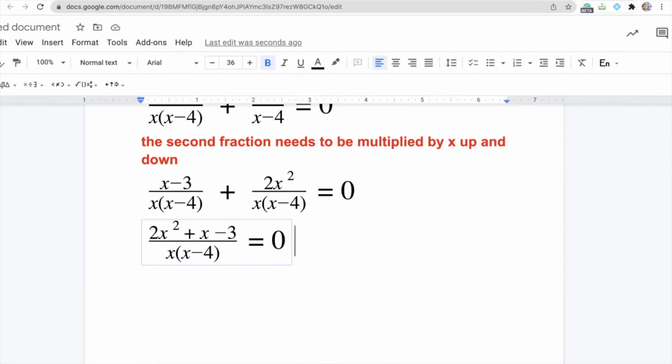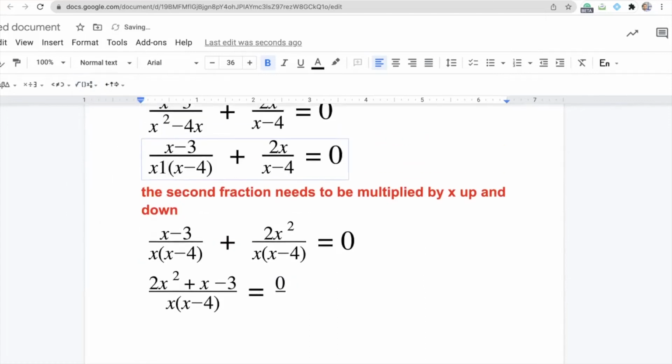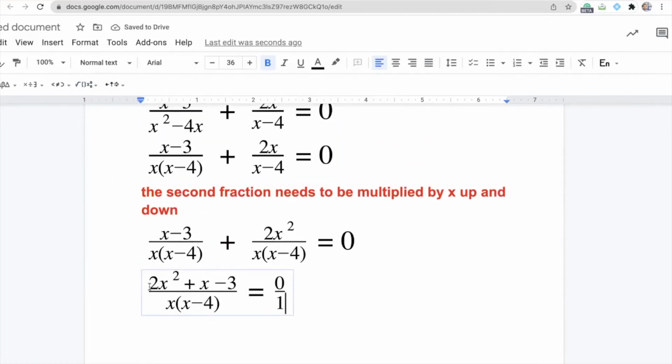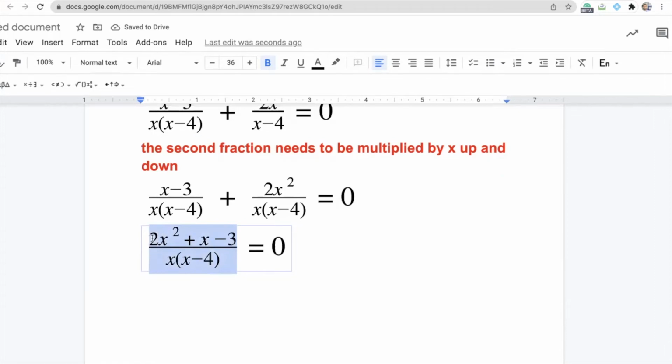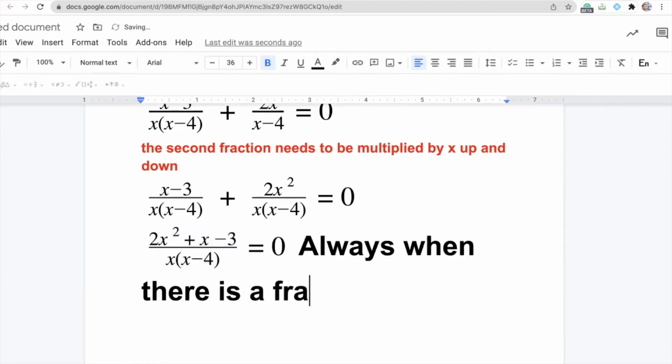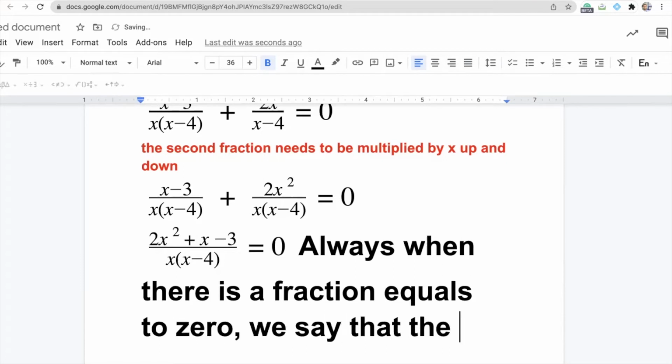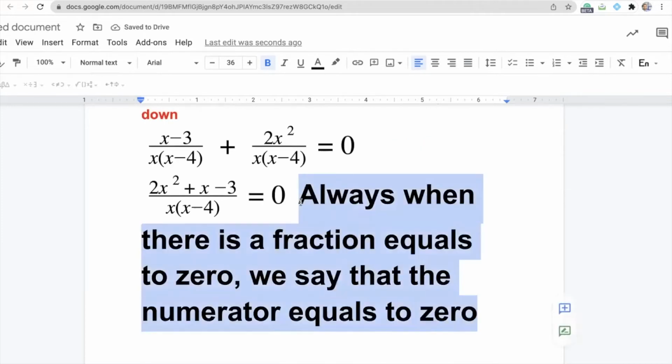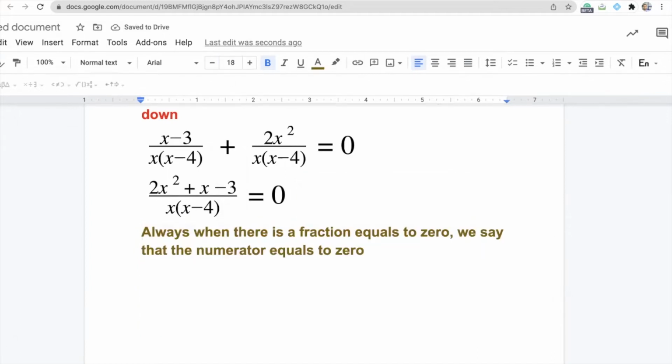Or you can do cross multiplication if you like. For example, this 0 can be written as 0 over 1 because any number in the world can be written over 1. Now, if you do cross multiplication, it will be 2x power 2 plus x minus 3 times 1, which stays the same, equals 0 times x times (x minus 4). It will be 0. When I say always, that means always, wherever you go, wherever you study, in any university in the world, fraction equals to 0 means the numerator equals to 0.